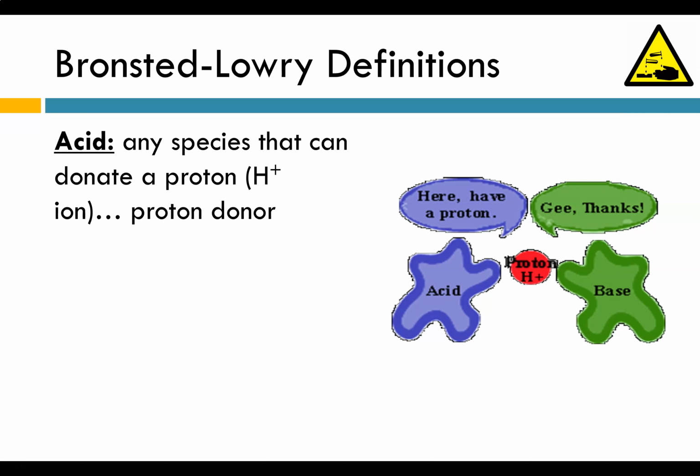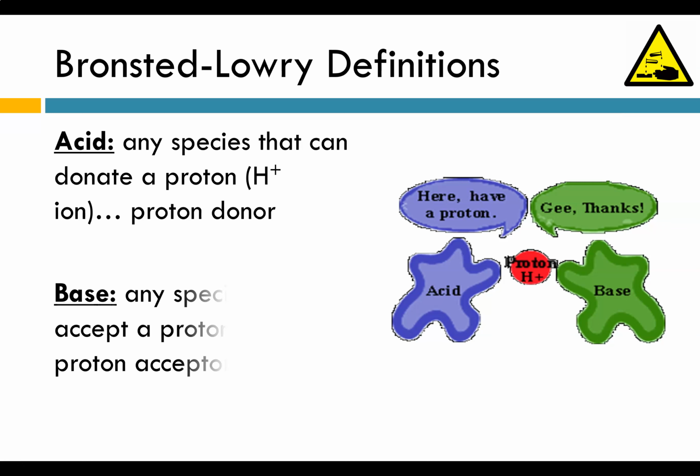So an acid is any species that can donate a proton. And again, that's really just another way of saying an H+ ion. So we'll say acids are proton donors. A base is any species that can accept a proton, so it can take that H+ ion, and we call them proton acceptors. So essentially, the definition of acid has not changed really from the Arrhenius to the Bronsted-Lowry definition, but bases have.